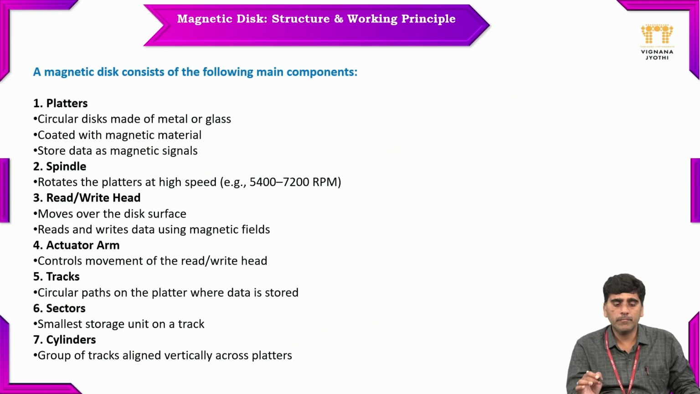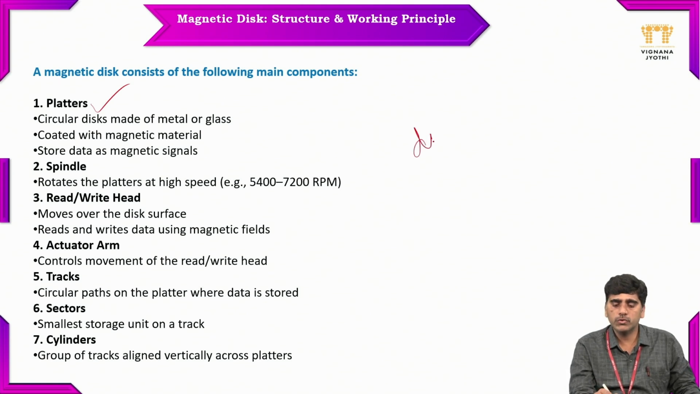So here are the main components of the magnetic disk. What are the main components? Platter, spindle, read or write head, actuator arm, tracks, sectors and cylinders are some of the main components in a magnetic disk. Without all these components, the magnetic disk will not work and the disk cannot perform read or write operations.